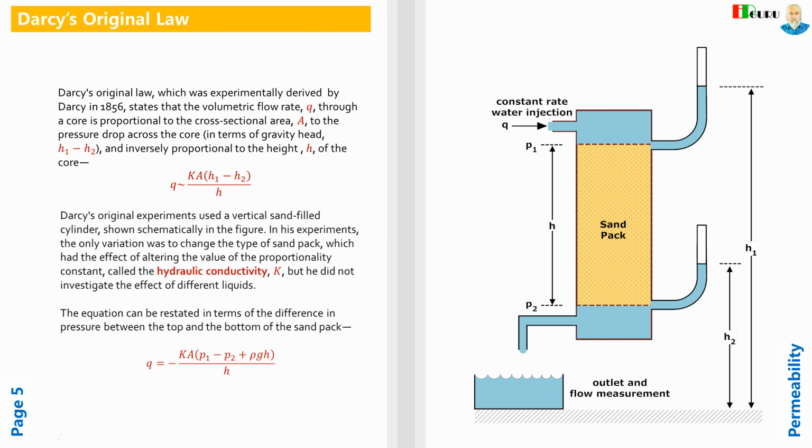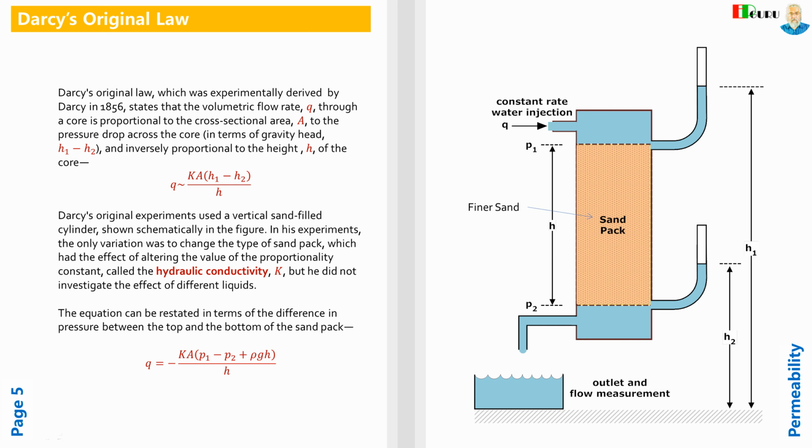Darcy's original experiments used a vertical sand-filled cylinder, shown schematically in the figure. In his experiments, the only variation was to change the type of sandpack, which had the effect of altering the value of the proportionality constant, but he did not investigate the effect of different liquids. The equation can be restated in terms of the difference in pressure between the top and bottom of the sandpack.